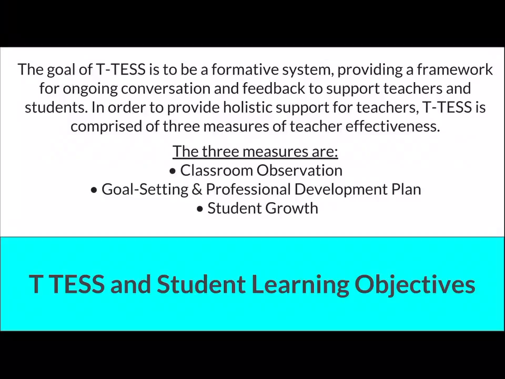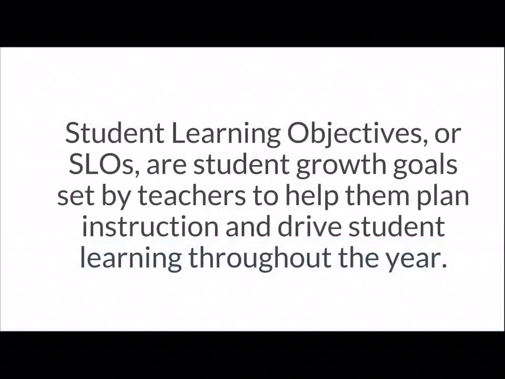It's comprised of 3 measures of teacher effectiveness. So those 3 measures include classroom observation, the goal setting conference piece, and then a professional development plan, and then the student growth component. And so what we're going to be focusing on today is the student growth component of T-TESS, which our district has chosen to use the student learning objective piece, or what is also known as SLOs.